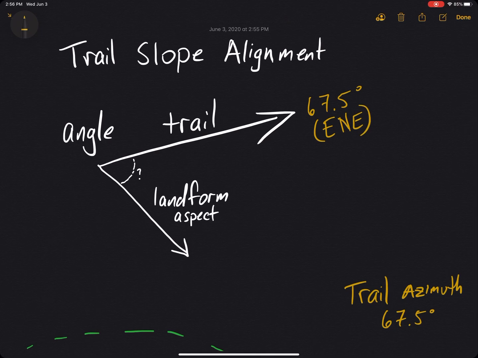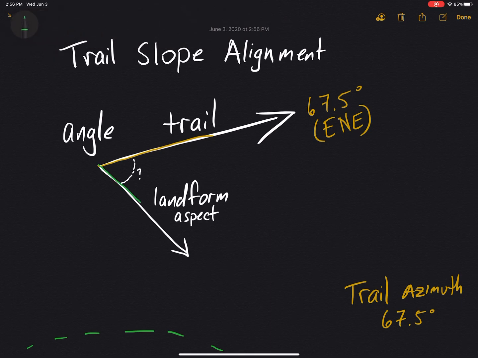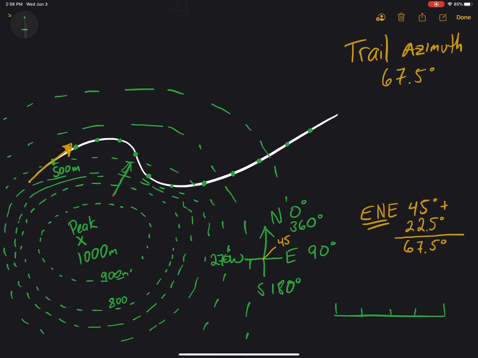What's the angle formed between our trail and our landform? At that spot on the hill where the trail is, what direction is the hill facing? Well, it looks like it's facing kind of like if we draw a line from the peak and cross the nearest topo lines perpendicularly, it's going to be something like this direction in that particular spot. Okay? Maybe a little bit more like this.